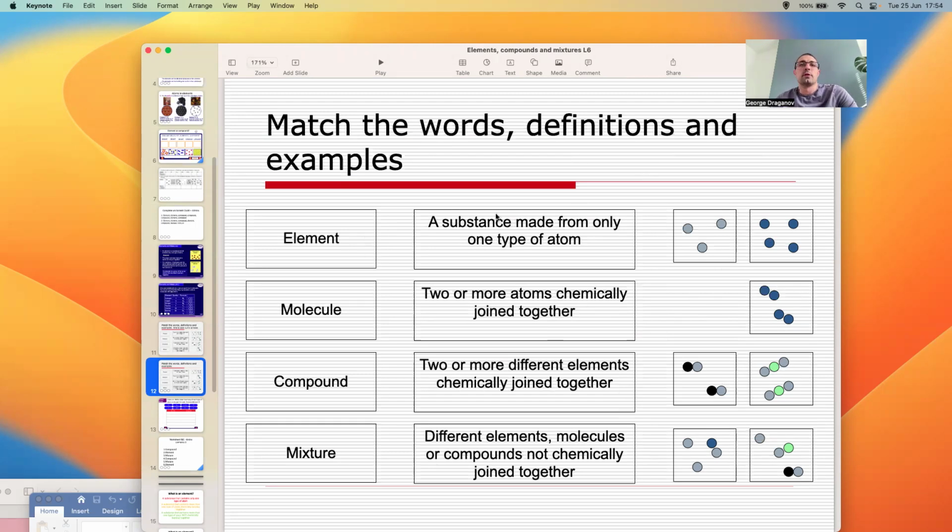So that brings to a close the elements, compounds, and mixtures topic. And in the next lesson, we will be looking at how to separate mixtures. So mixtures can actually be separated because they're not chemically bonded. Compounds are chemically bonded, so we cannot use physical means to separate them. So the separation techniques in the next lesson will be about physically separating mixtures.